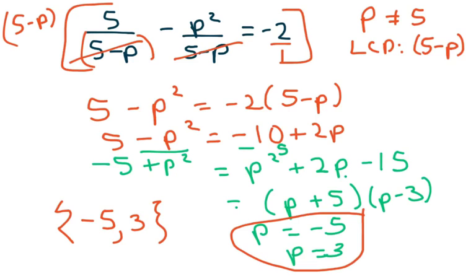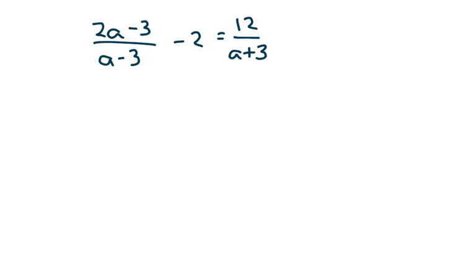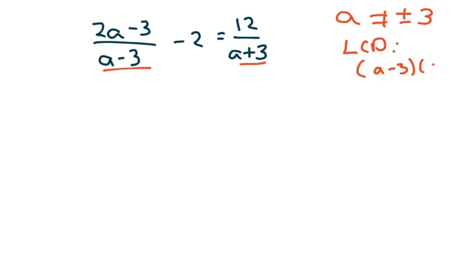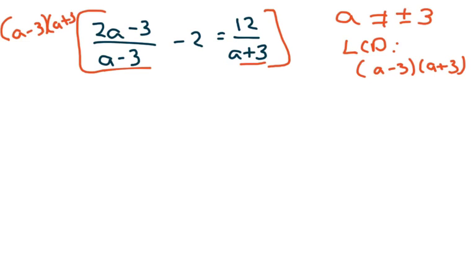All right. The next one is this one. My a cannot be plus or minus 3. The minus 3 for this one and plus 3 for this one. My LCD is just a minus 3 times a plus 3. You have to take them both because they're different. And I'm going to multiply each of these pieces by a minus 3 times a plus 3.